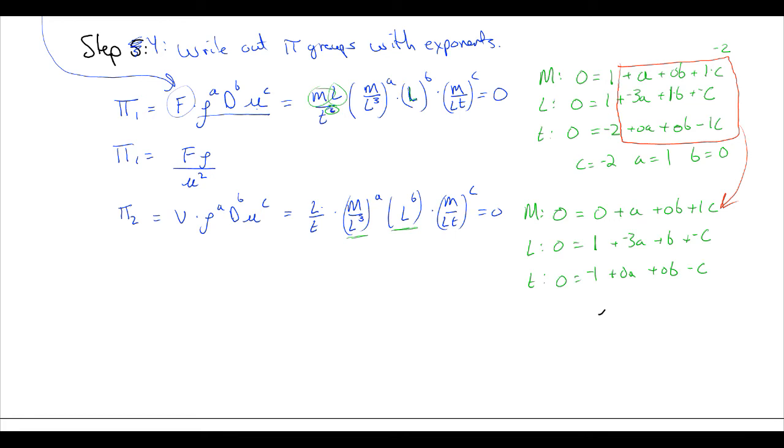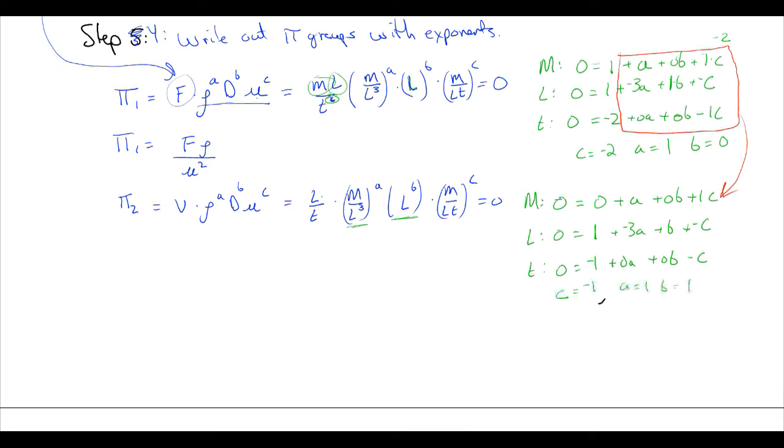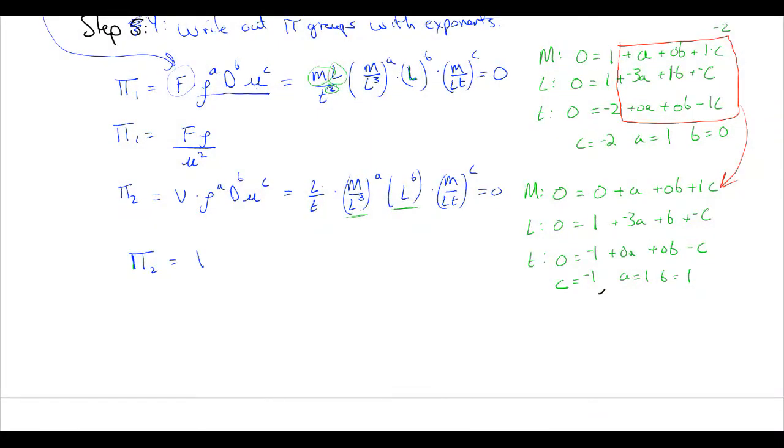All right. So now if we were to figure out what these values of a, b, and c are that satisfy our system of equations, we can find out that c is equal to -1, a is equal to 1, and b is equal to 1. All right, so if we write this out, we get that our pi 2 is equal to our velocity times rho, okay, so rho's on top, diameter's on top, divided by our viscosity, which we should start recognizing. You should start being able to say what that is. It is the Reynolds number, right?